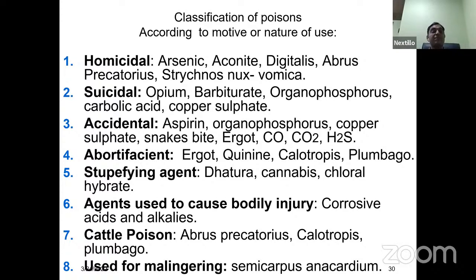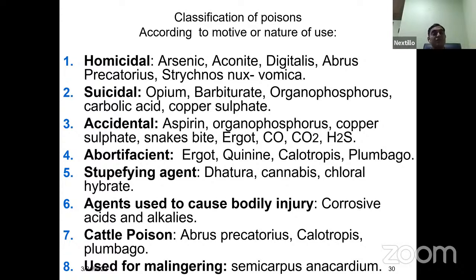Accidental: maybe aspirin, injections, organophosphorus, copper sulfate, snake bites, ergot, then carbon monoxide or dioxide, hydrogen sulfide. Still, there are many chemicals used as abortifacients, like ergot, quinine, Calotropis, Plumbago rosea, and many others.